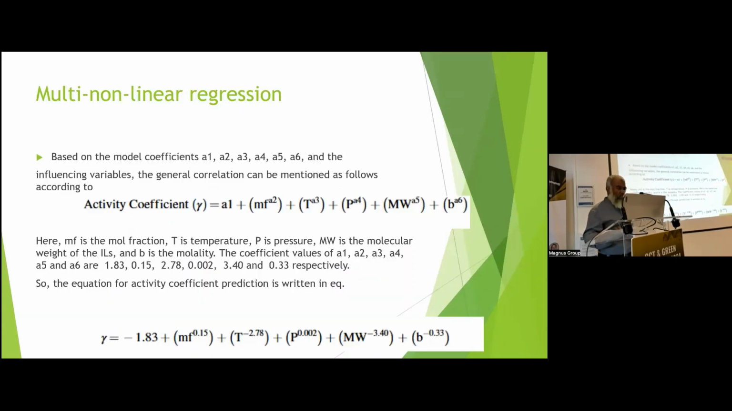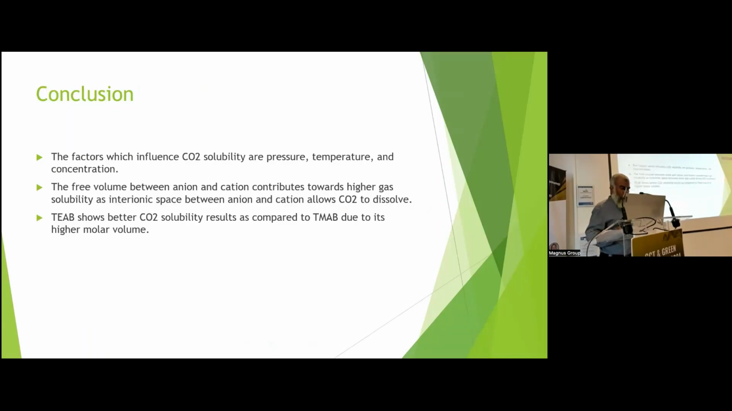And finally, the multiple nonlinear regression based on the coefficients. We have several coefficients from A1 to A6. We have this model. So by doing the regression analysis, we were able to find the coefficients and the values of these constants.